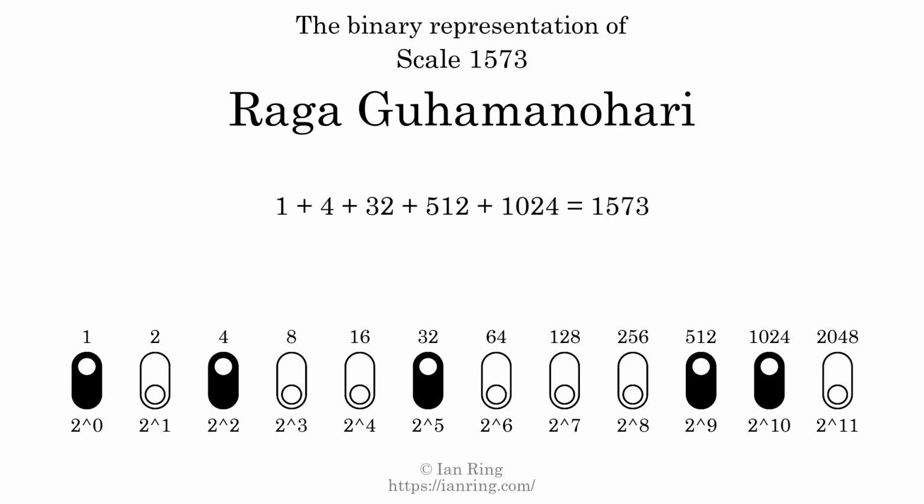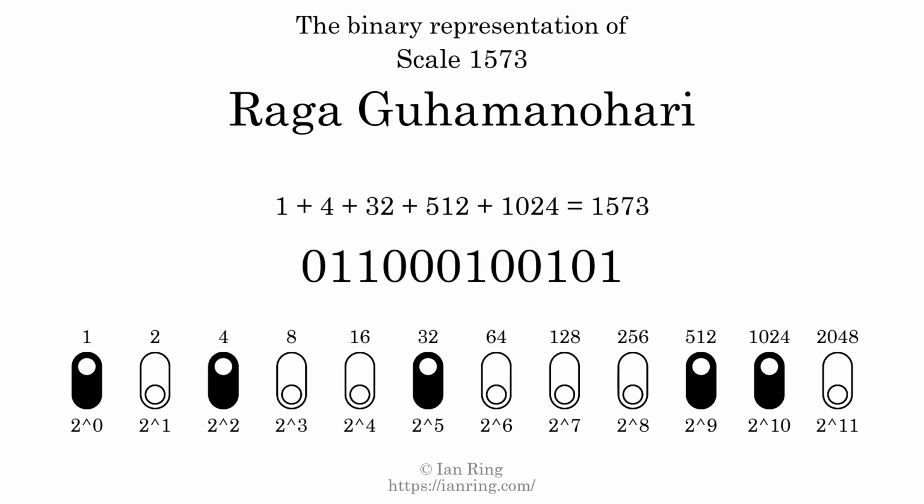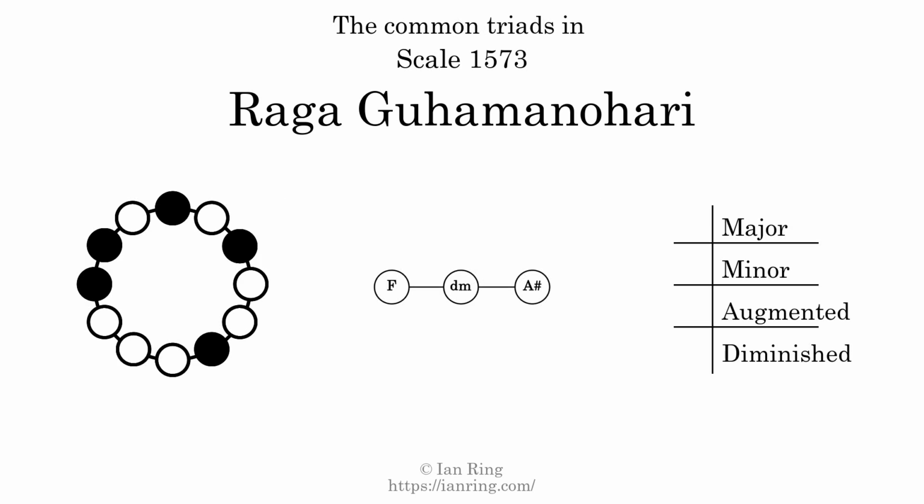1573. The scale number not only enumerates the scale with a unique index, but it also literally describes the tonal content of the scale. Represented as a binary number in base 2, the scale number is 0110001000101. Here are the common triads present in this scale.